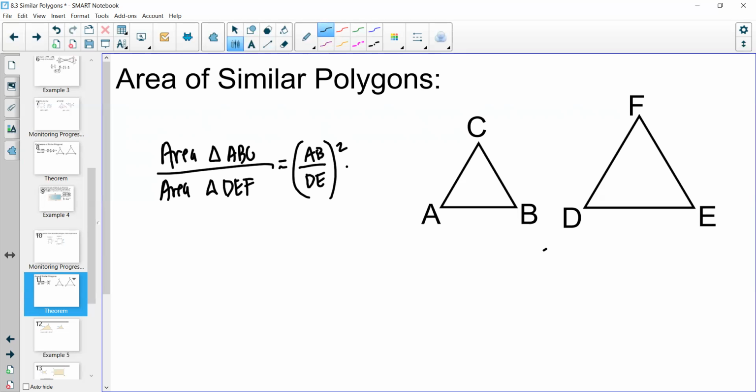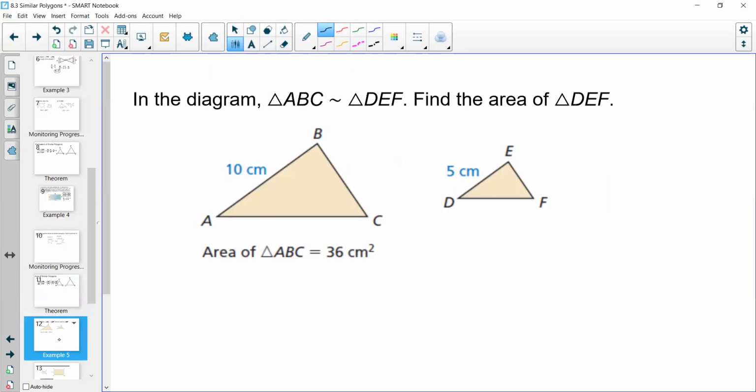And this AB over DE, remember, that's the exact same as that ratio of BC over EF squared or of AC over DF squared. Okay, so that proportion of the sides squared is going to be the proportion of the areas. So let's take a look at these two examples here. So in the diagram, triangle ABC is similar to triangle DEF. We want to find the area of triangle DEF. So how can we find that area?